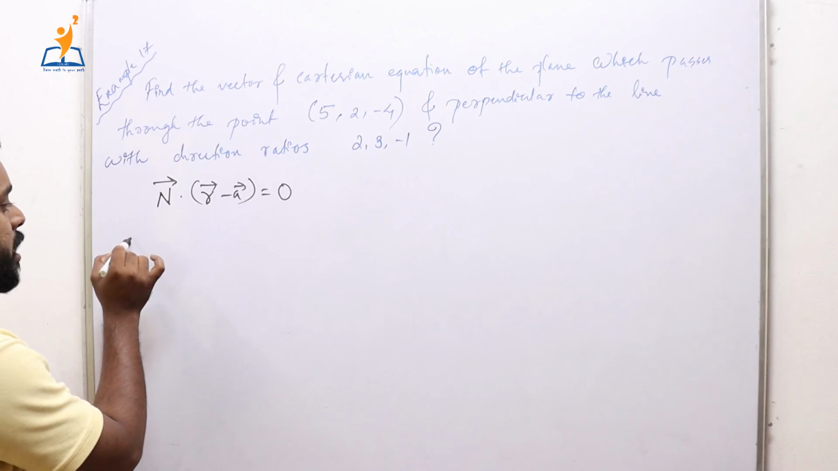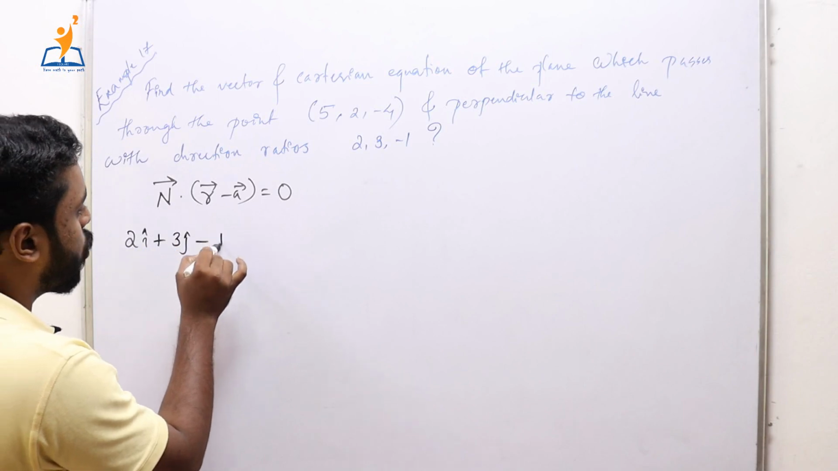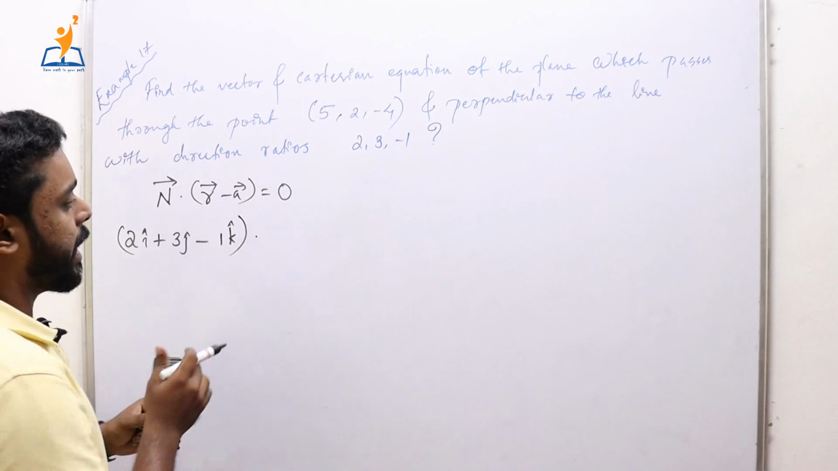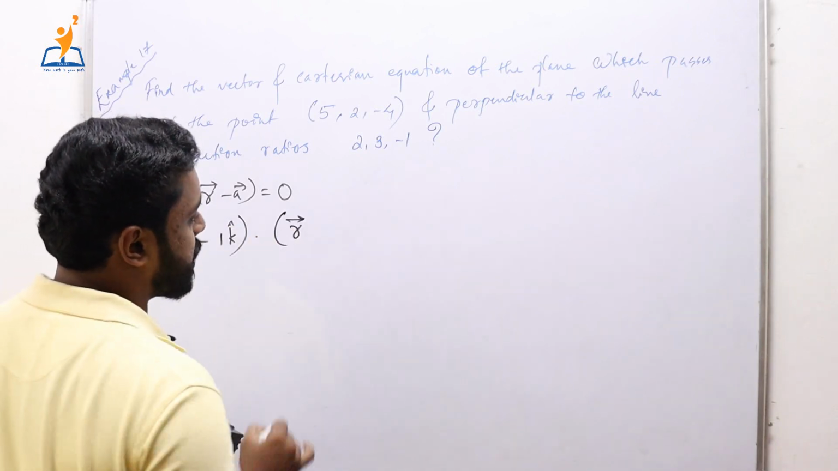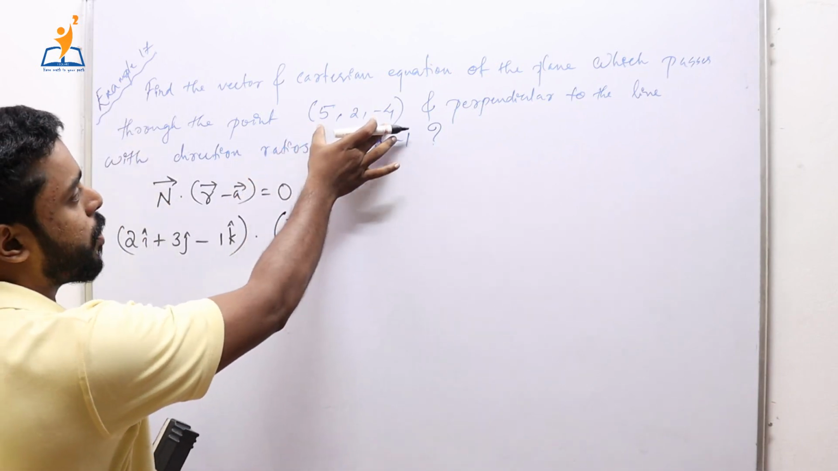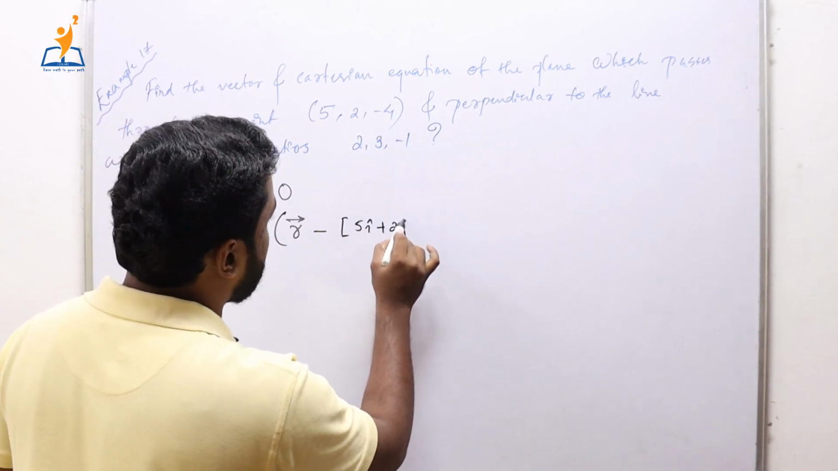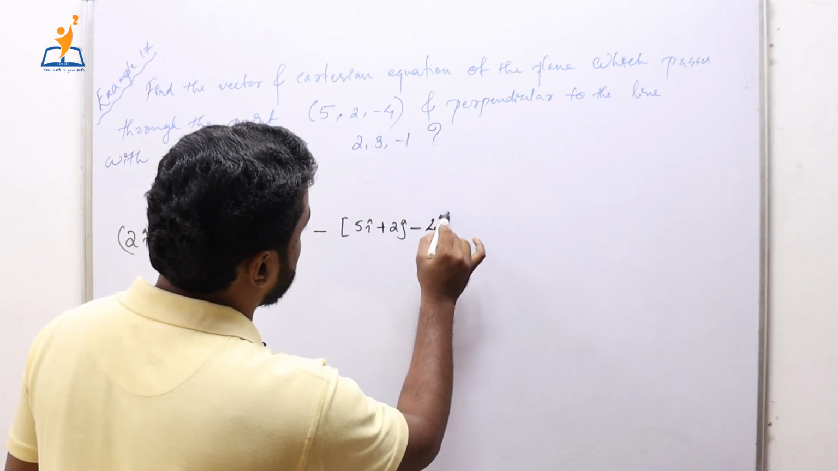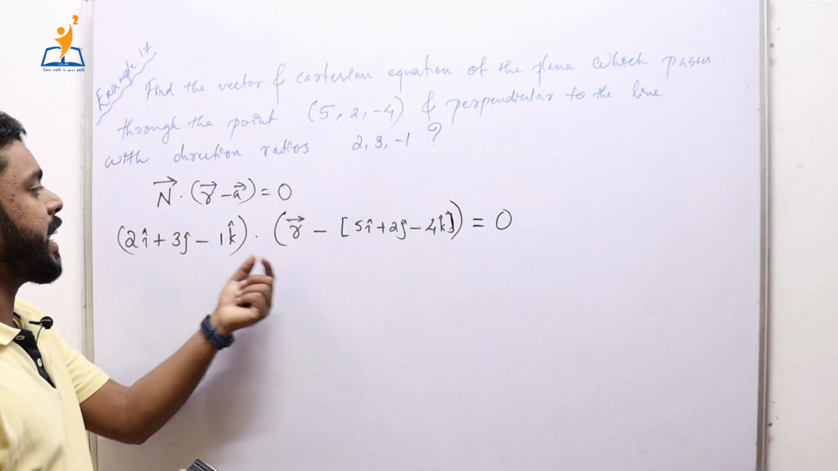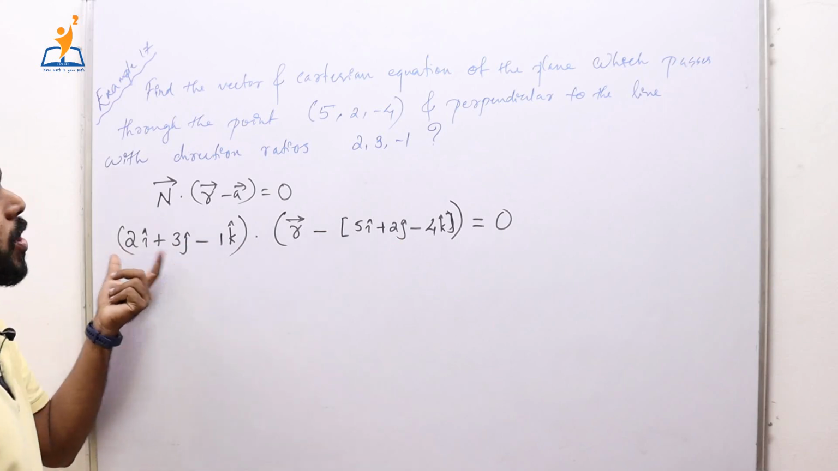We know that the direction ratios of n are 2, 3, minus 1. Therefore, it is easily observable that n is nothing but 2i cap plus 3j cap minus 1k cap. So, this is n dot. Now r minus a. We don't know what r is since it is an arbitrary vector. So r is there, minus a. What is a? The position vector of the given point. That is nothing but 5i cap plus 2j cap minus 4k cap, isn't it? So this must be equal to 0, and this is the vector equation of the plane which passes through this point and is perpendicular to this vector.